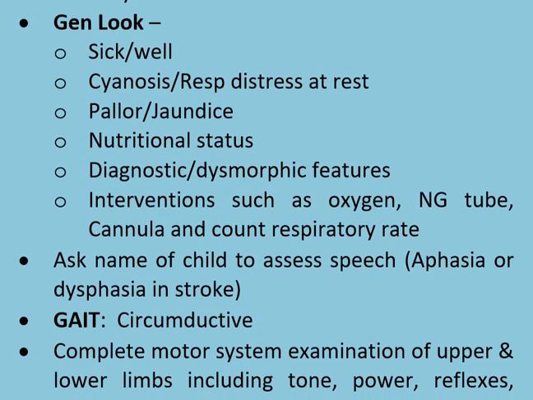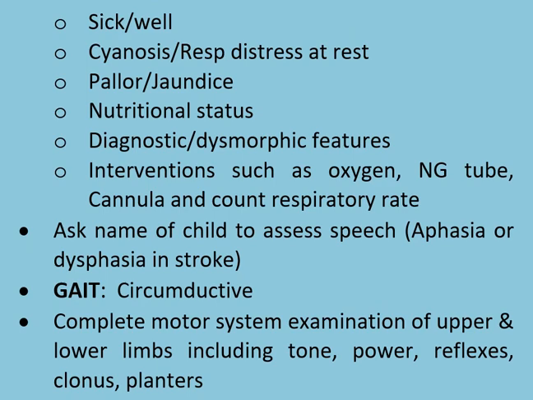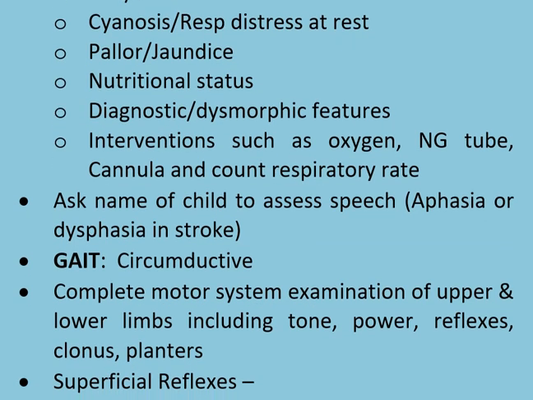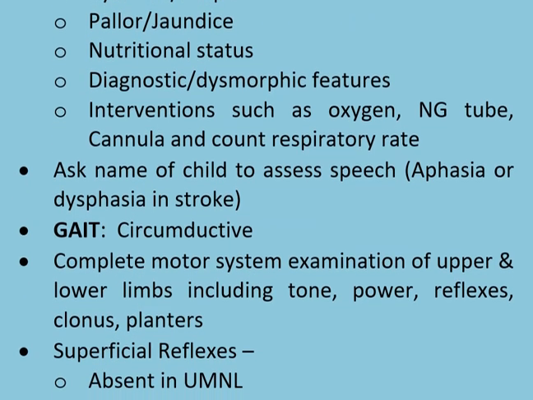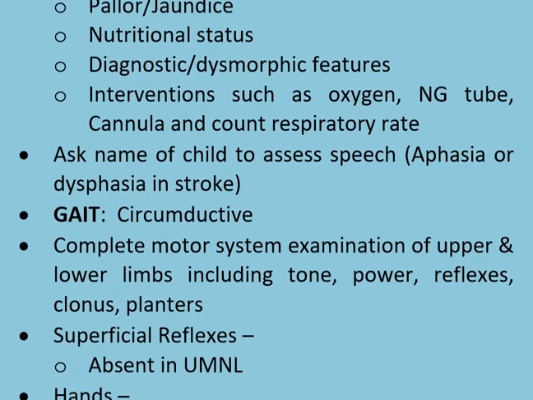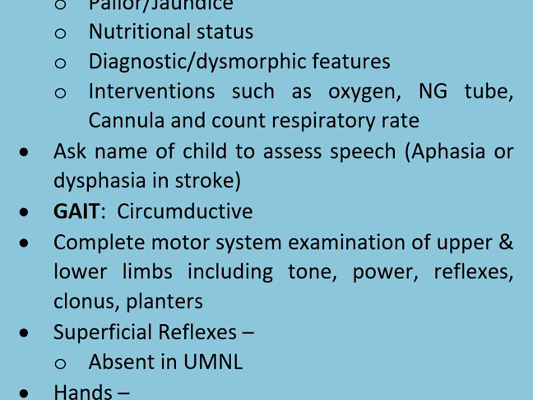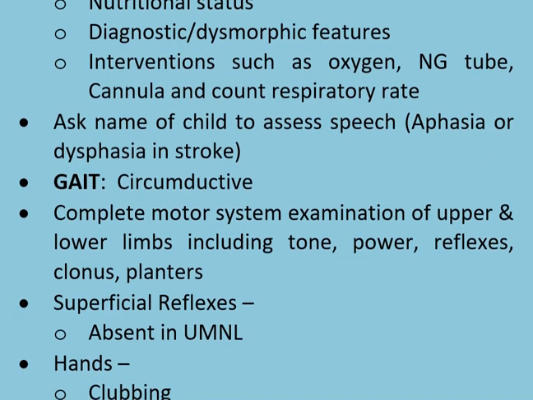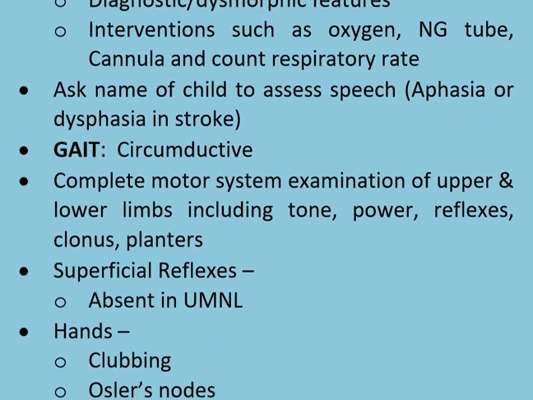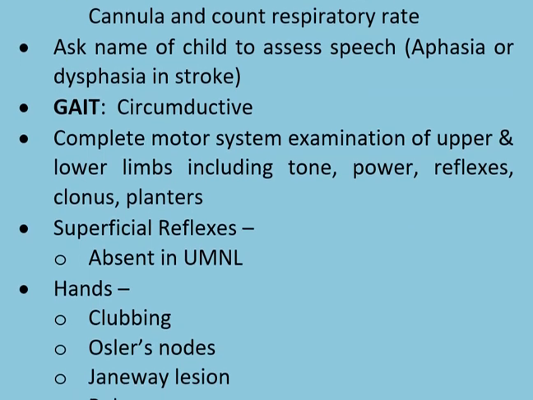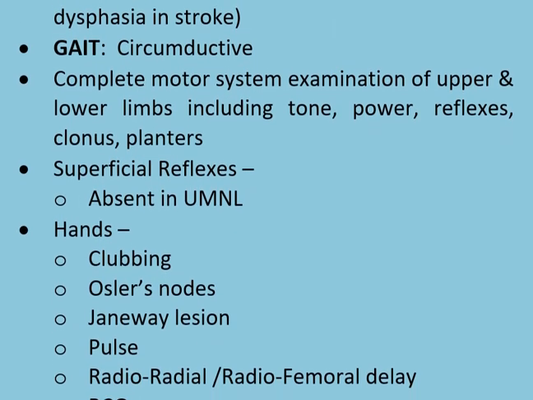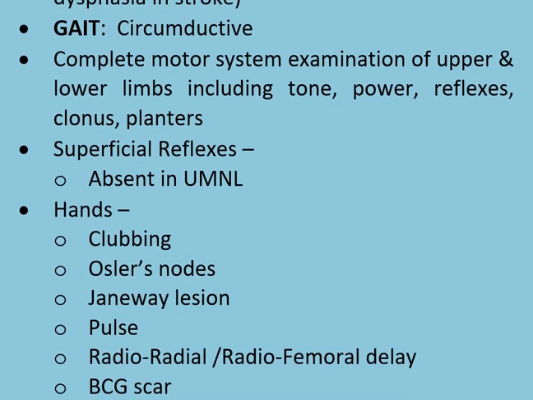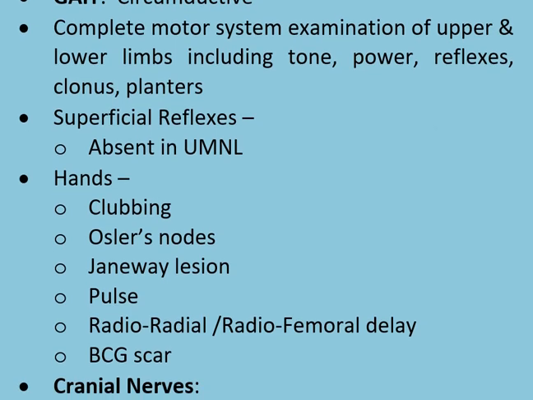After that, you do the complete motor system examination of upper and lower limb, including tone, power, reflexes, clonus, and plantars. Then do the superficial reflexes, which will be absent in upper motor neuron lesions. Then see the hands for clubbing, Osler nodes, Janeway lesions, pulse, then radio-radial and radiofemoral delay of the pulse, and BCG scar.